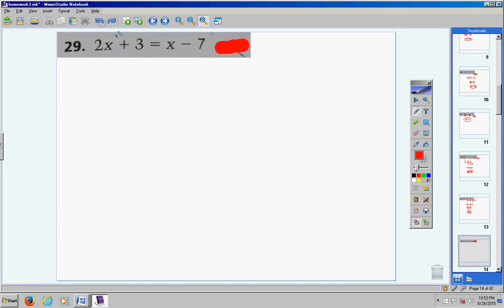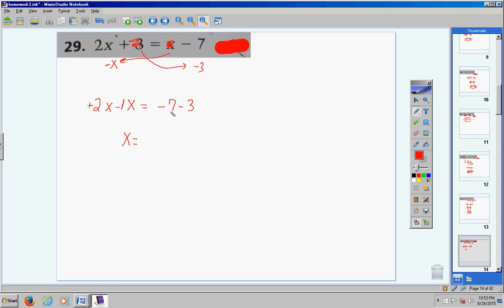I'm going to go ahead and bring the x over here and make it a negative x. So this is gone. So I'm left with 2x, negative x. I'm going to bring the positive 3 over here and make it a negative 3. So it's gone. I have negative 7, negative 3. Now, there's a 1 right here in front of the x, don't forget. So combine your like terms. Positive 2, negative 1 would be 1x. Or just x. 1x or just x.